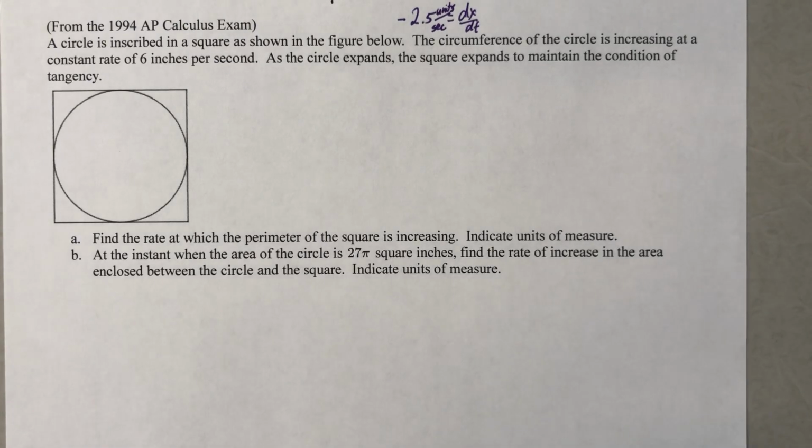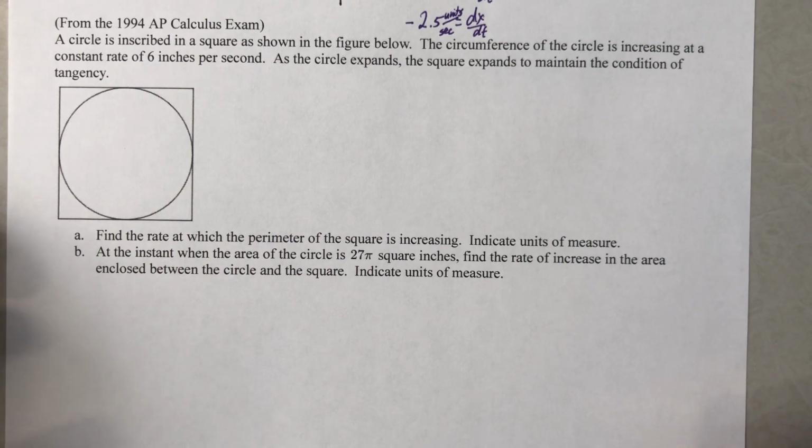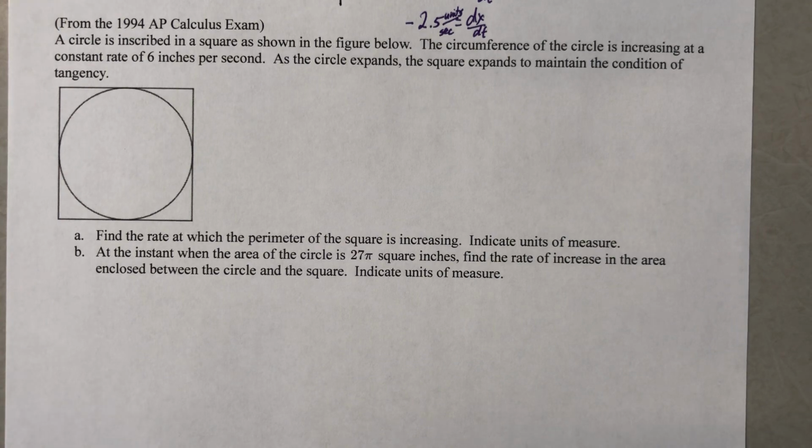Here we go. Let's do a problem from the 1994 AP Calculus exam. This problem also would be calculator inactive because they did not allow calculators back then, or they just didn't have them in abundance. So, a circle is inscribed in a square, shown in the figure below.